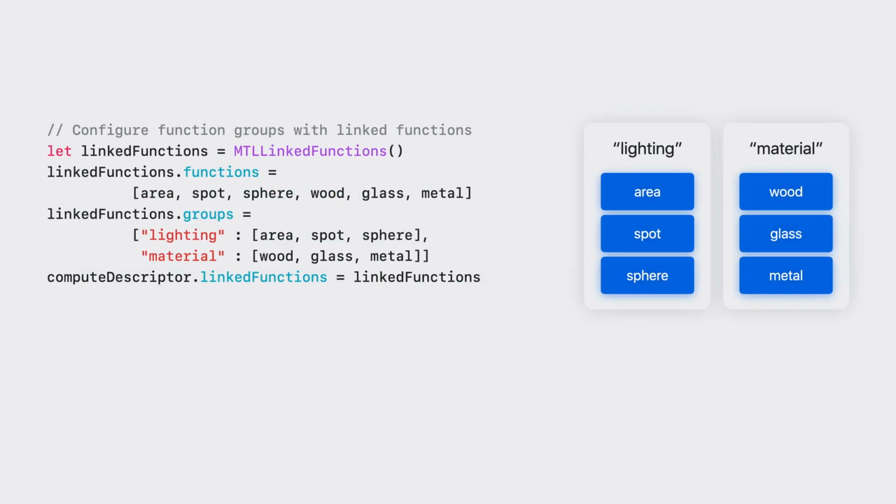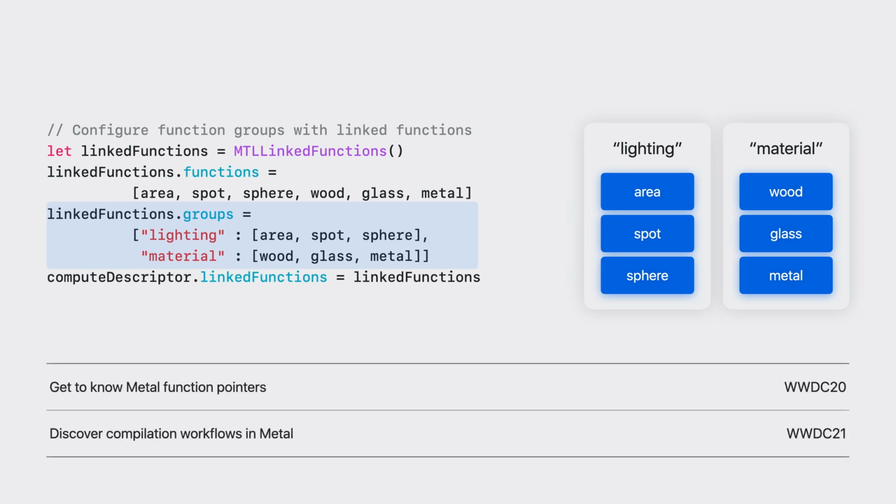You define the function groups by assigning a dictionary to a linked function's groups property. Each dictionary entry is a string key, which is the name of the function group, and the value is an array of functions that belong to that group. Note that this approach only helps for functions that you statically link. Functions you compile to a binary library will not benefit from this. Check out these 2 videos to learn more about the Metal function pointers and the various compilation workflows.